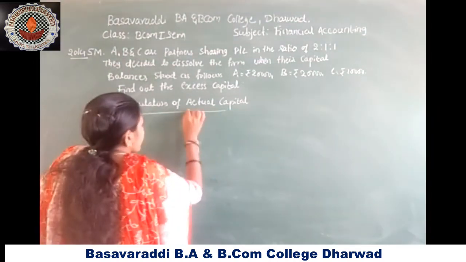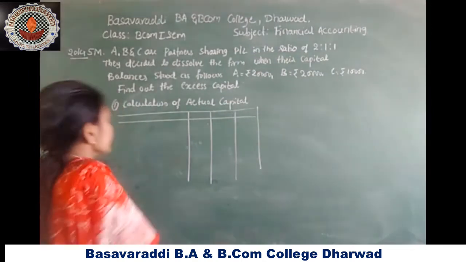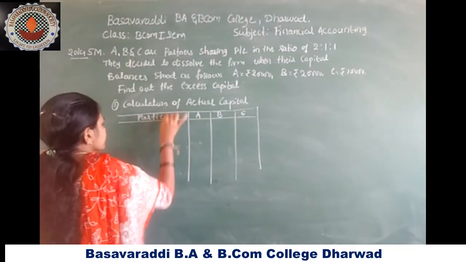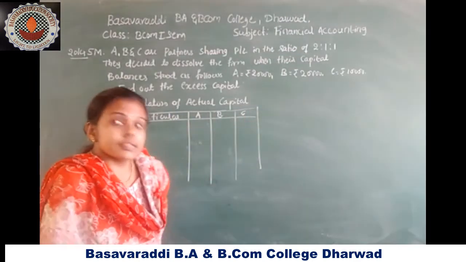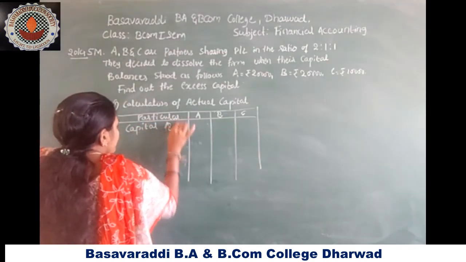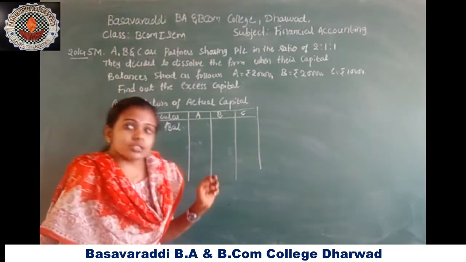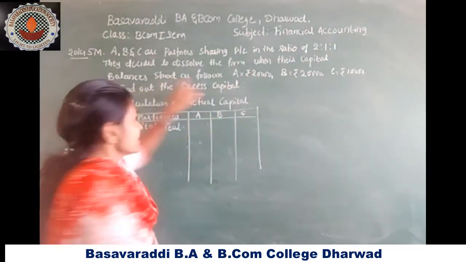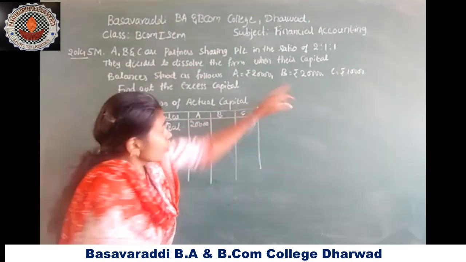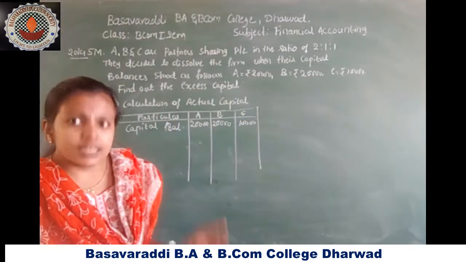In this problem there are three partners, that is A, B, and C. Particulars: A, B, and C. Capital balances as per account: A, 20,000; B, 20,000; and C, 10,000 rupees.